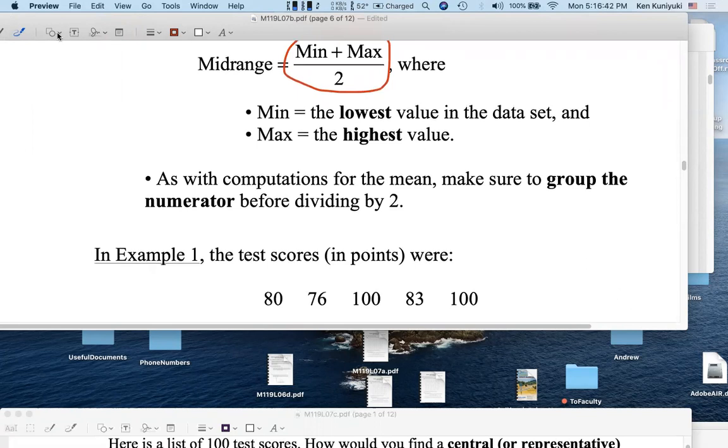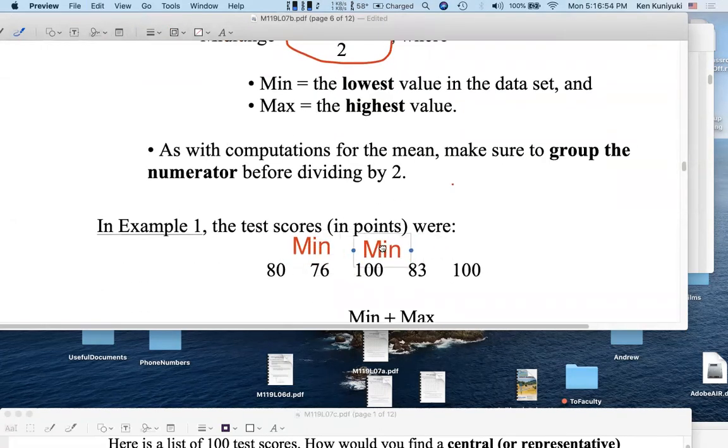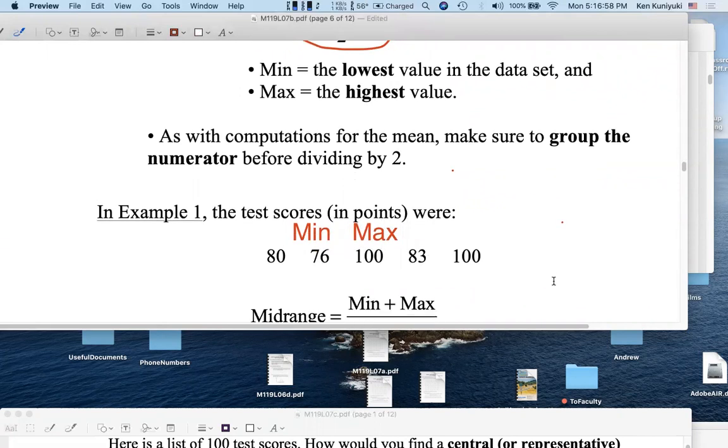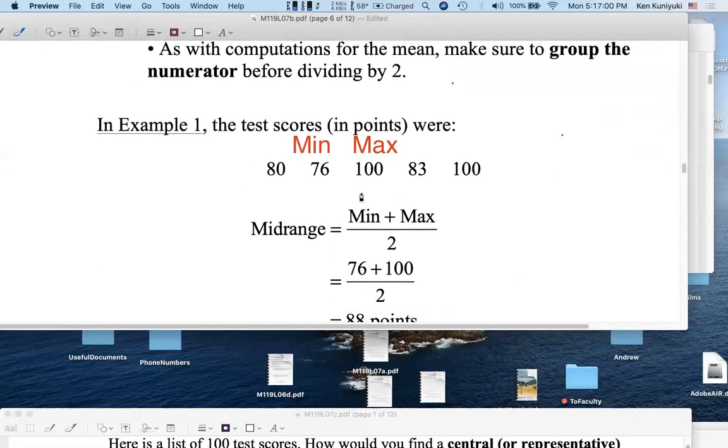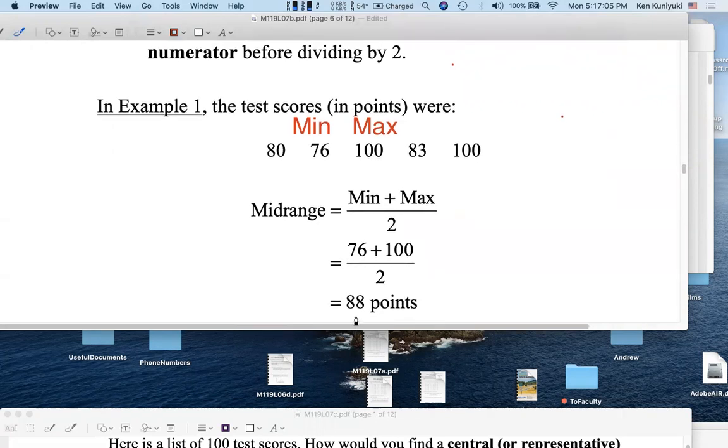The min would be the 76 points over here. The max would be either of the hundreds. Okay, so the mid-range is the min plus the max all over 2. 76 plus 100 all over 2. 88 points. 88 points is the average of 76 points and 100 points. It's like the midpoint between the two on the real number line.